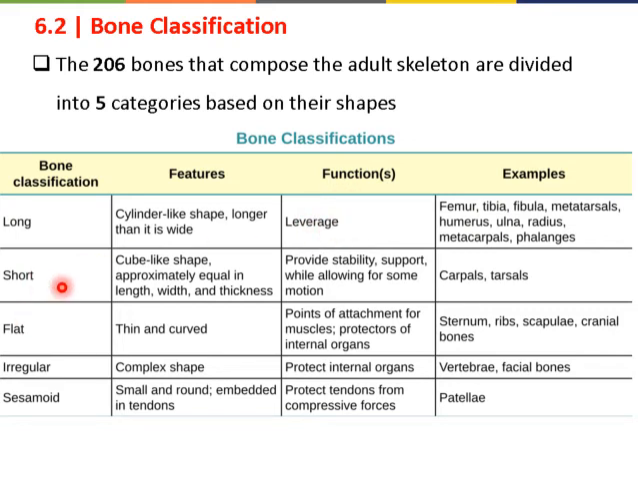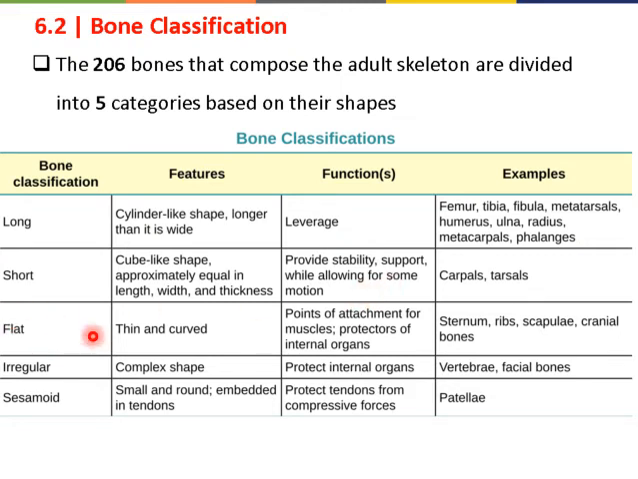Now the second type is short bone, which is a cube-like shape, approximately equal in all dimensions. And the only short bones we have could be found as the carpal bones in the wrist and tarsal bones at the ankle. And they provide stability, and they are limited in their range of motion.